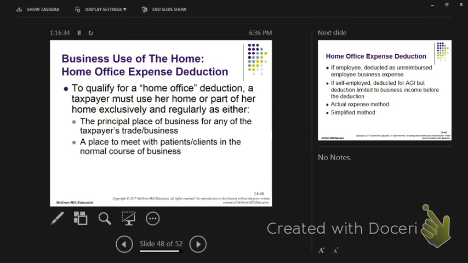All right, and then the last part of this chapter talks about the home office deduction. Now, this used to be something that was extremely scary. When I first started, when I used to do a lot of taxes out of my home, it was one of those taboo things. You did not deduct your home office. You just did not do it.